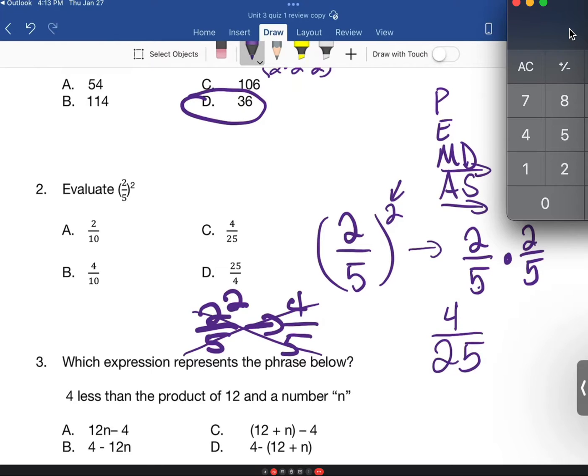Okay, so you have to make sure that you are using your exponent, right, and squaring or multiplying by the whole base. Okay, so which one is 4 over 25? C.